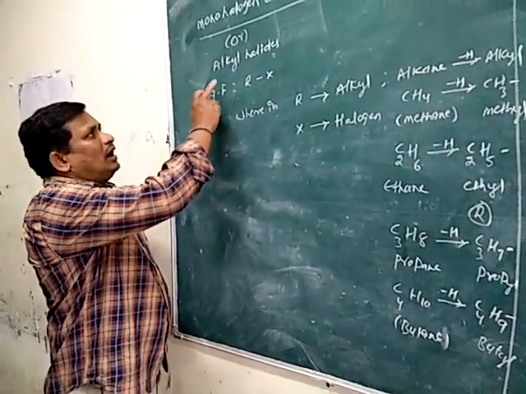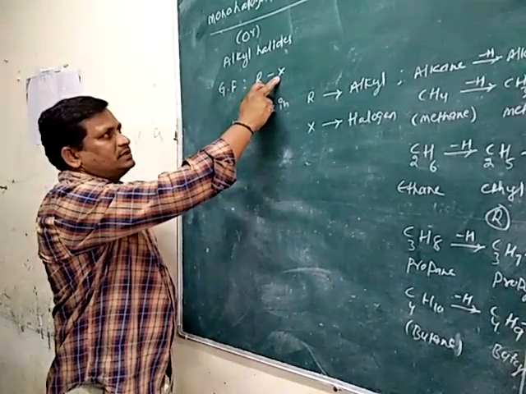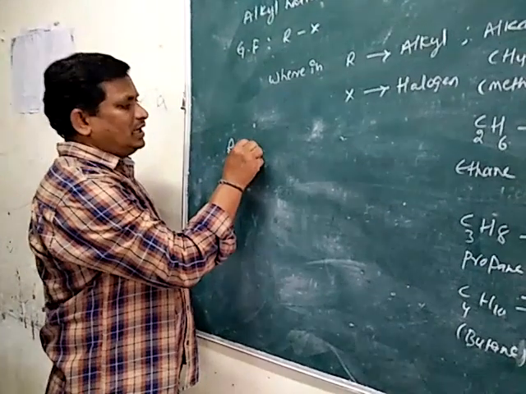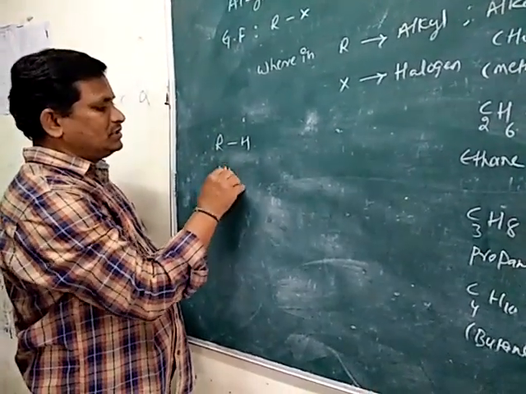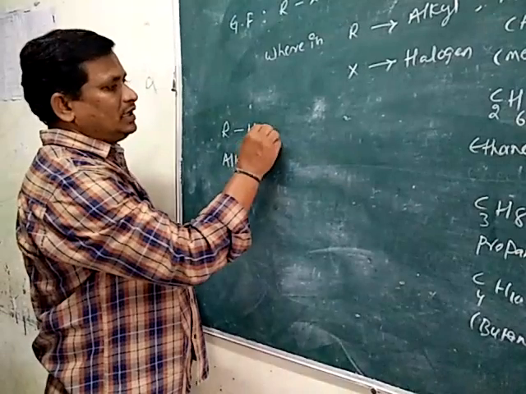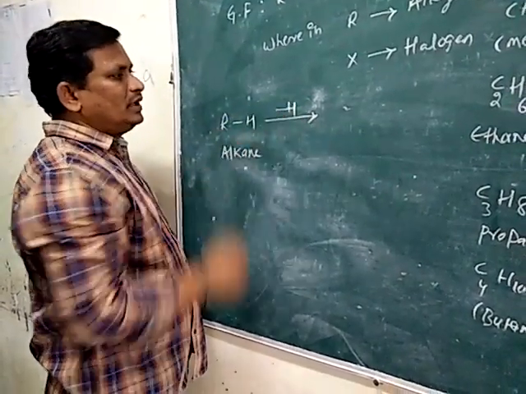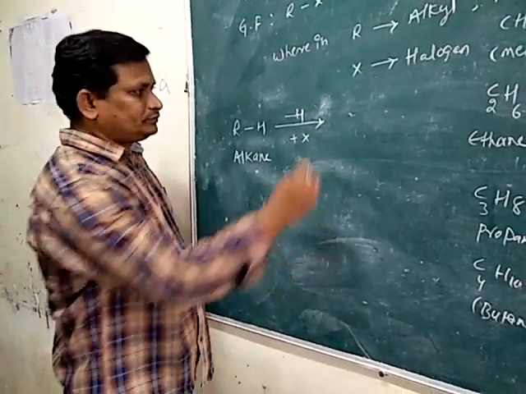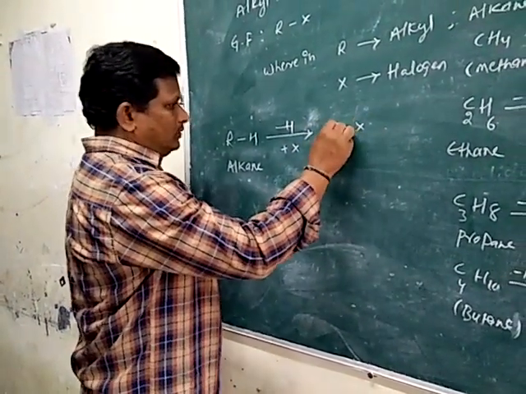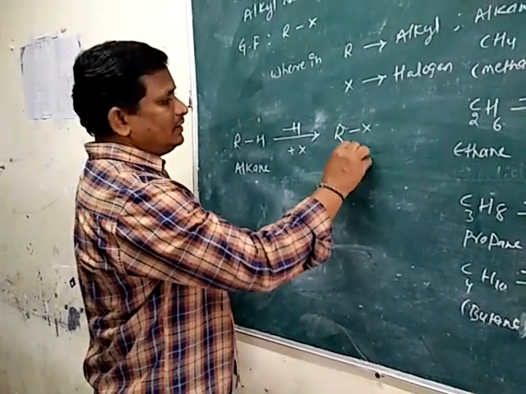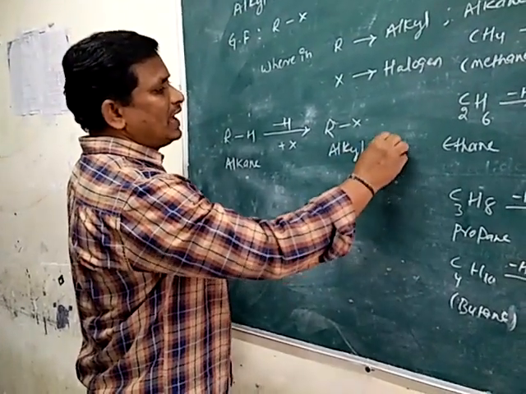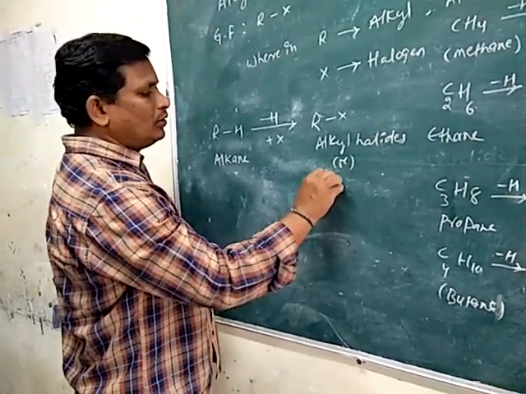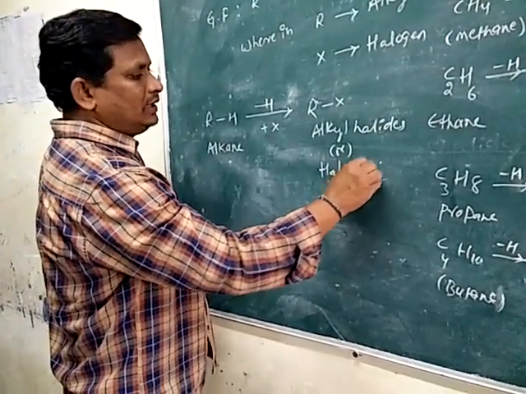Now the alkyl halides general formula is RX. For example, RH means it is an alkane. Then the removal of one hydrogen and the addition of one halogen gives RX. It is the alkyl halide, also known as haloalkanes.